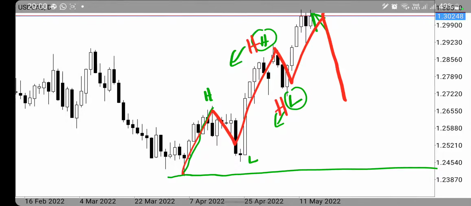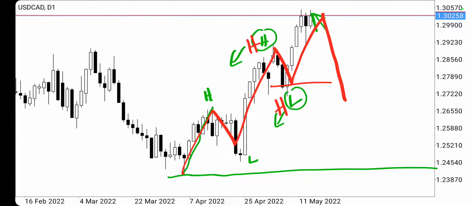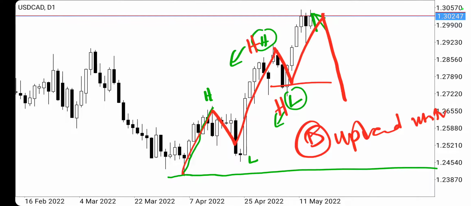So this is how you tell that this pair is in an uptrend, up until the day it takes out this low. It's always going to be in an uptrend until the day we see this. Then that's when we say what? The daily chart is in an uptrend until it takes out the higher low that it formed.